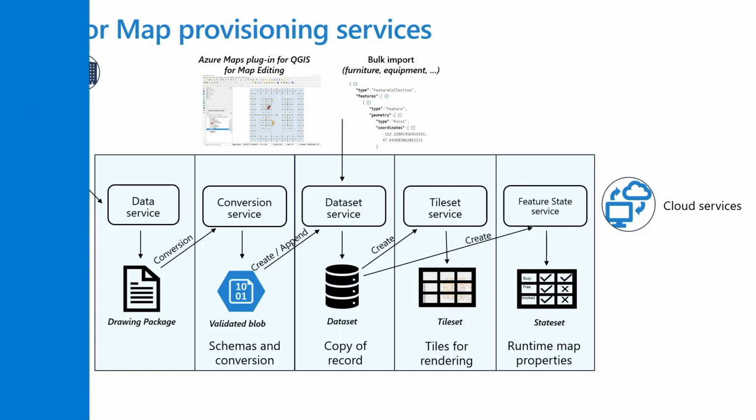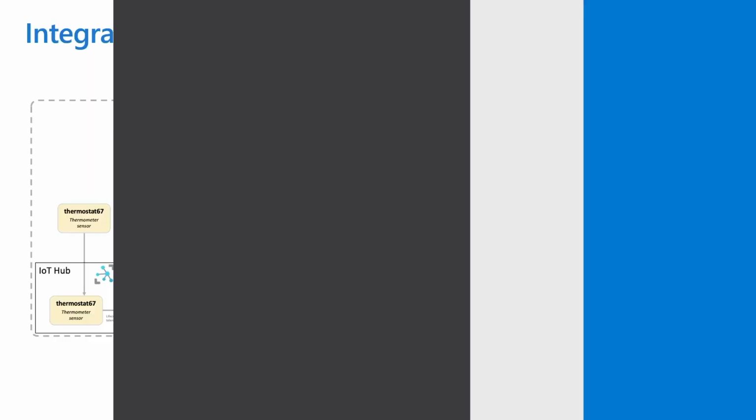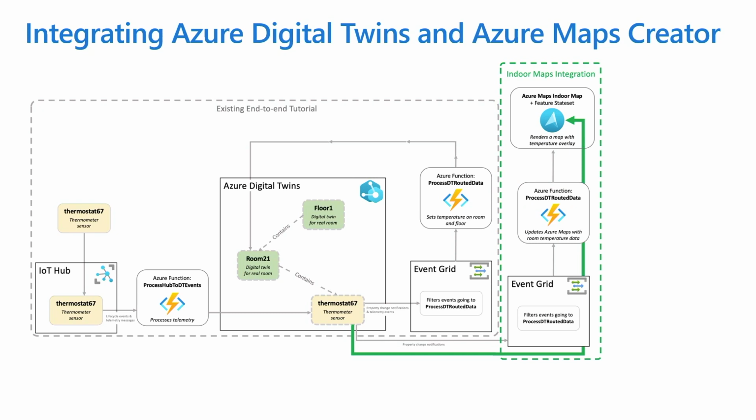When we talk about the consumption services, you can use the OGC feature API to access the dataset. You can access the render API to render map controls. You can use the search to look for a room. You can use the route API to get the route from one point to another. And also you can use the feature state API to get data from the different devices, such as occupancy, temperature, and so on.